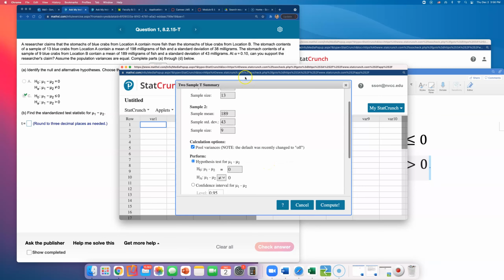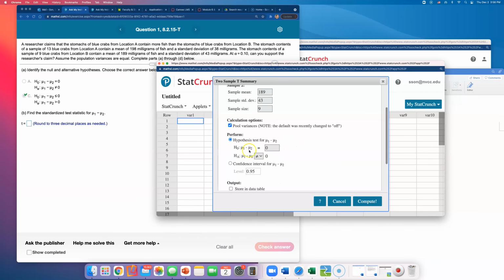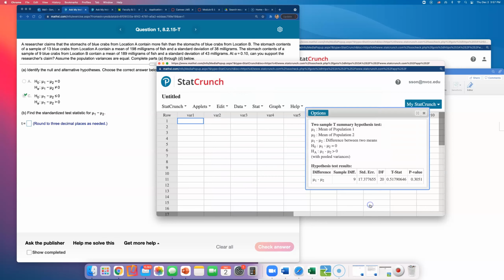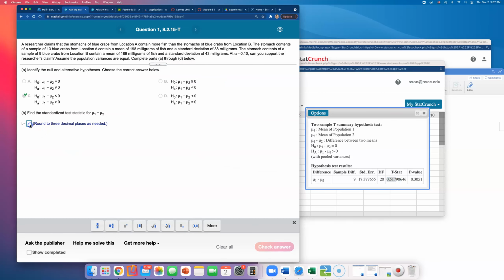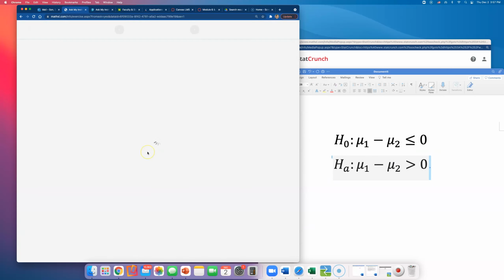And what are we assuming? What are we testing? That mu1 minus mu2 is less than or equal to 0 for the null hypothesis. But for the alternative, you're going to have to assume that mu1 minus mu2 is greater than 0. So if you do that, here is that standardized test statistic for mu1 minus mu2. It came out to be 0.518.